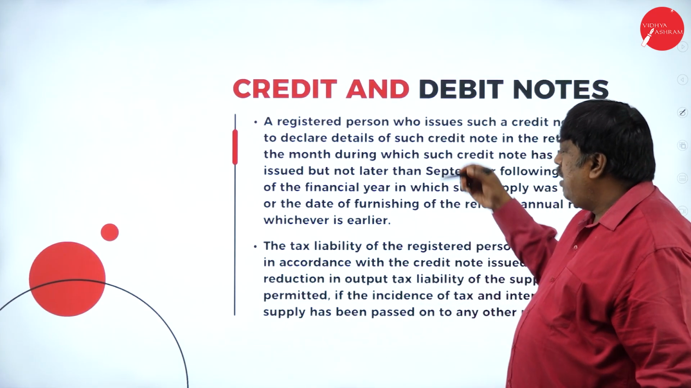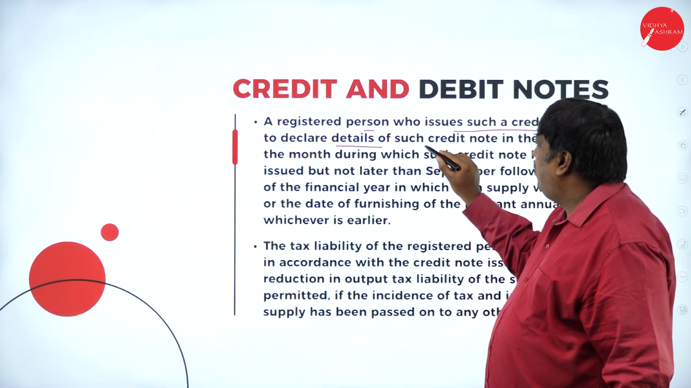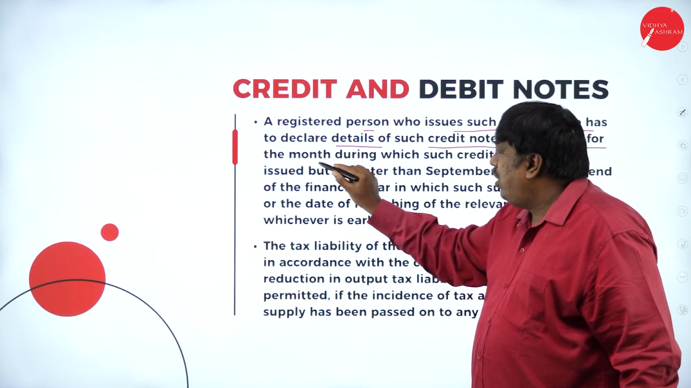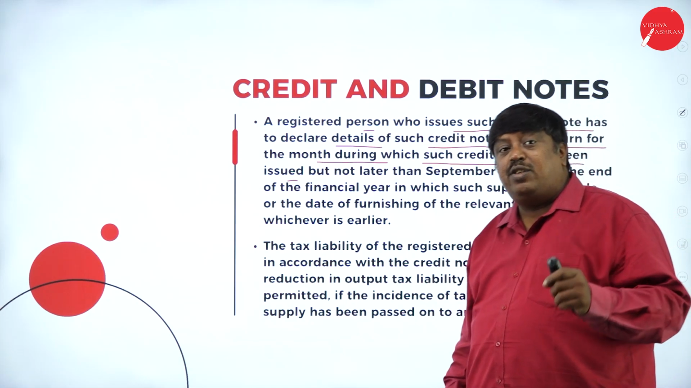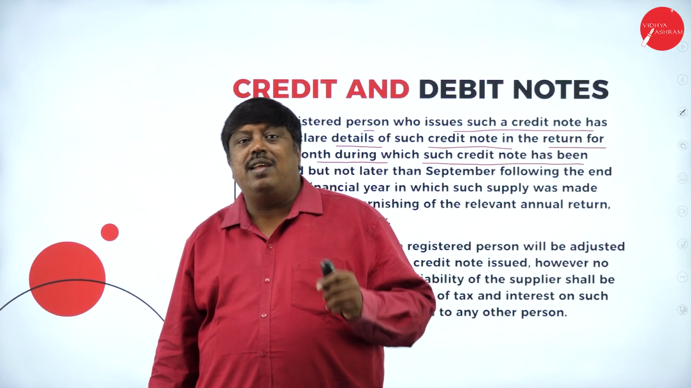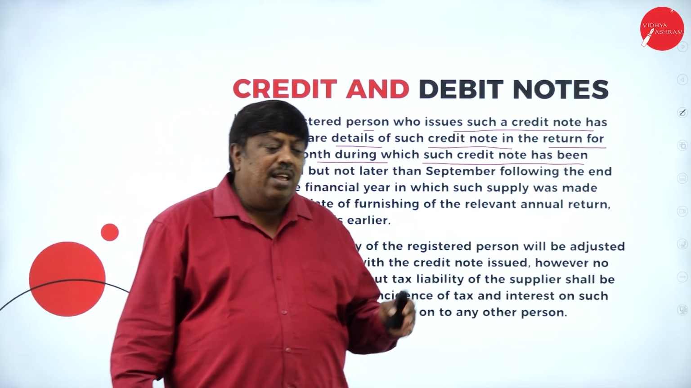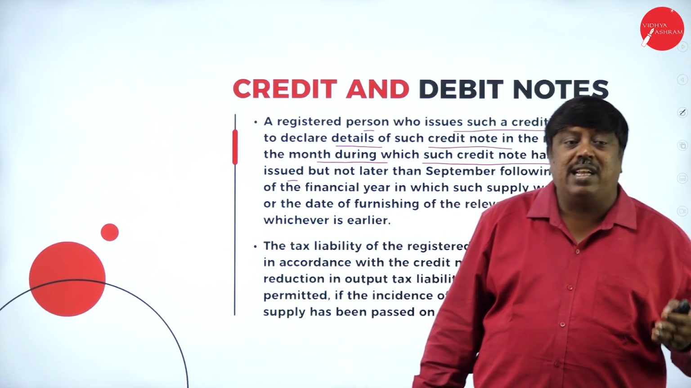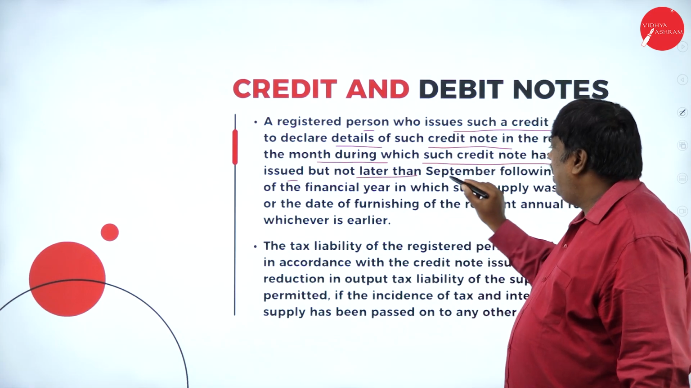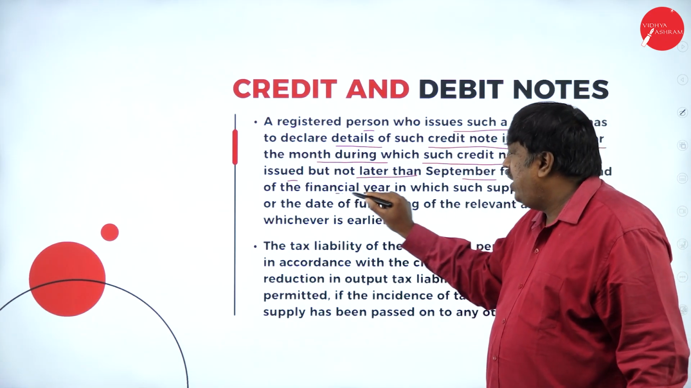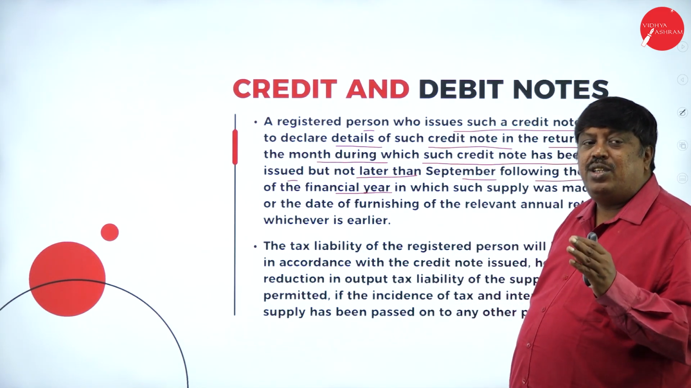Next, we have the same concept. A registered person who issues such a credit note has to declare details of such credit note in the return for the month during which such credit note has been issued. They're saying in which month we have issued the credit note, so I have to clearly mention the detailed information to the GST authorities. Then only the recipient who has purchased can claim the benefit, or else the benefit cannot be claimed here. But not later than September following the end of the financial year. They're saying that before 30th September, they have to furnish all the details.